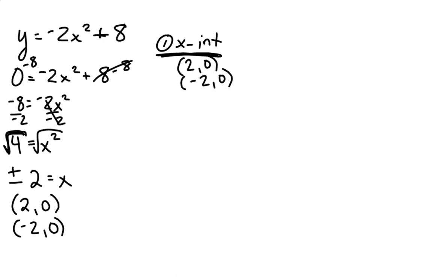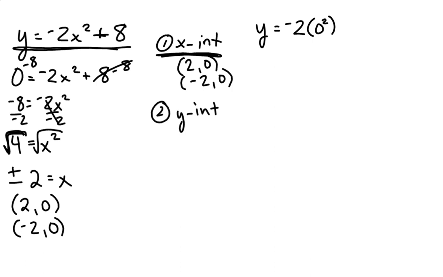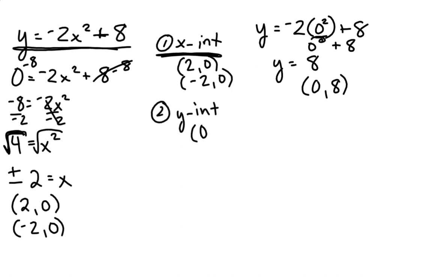The other possibility to do my graph is get the y-intercept, because the y-intercept is a nice value as well. Y-intercept is when x is 0. So if I take that same equation and I put x equal to 0, y equals negative 2 times 0 squared plus 8. Well, 0 squared is 0. Negative 2 times 0 is 0. 0 plus 8. My y-intercept is at (0, 8). Now, technically, that should be enough information to do a decent job of the graph.